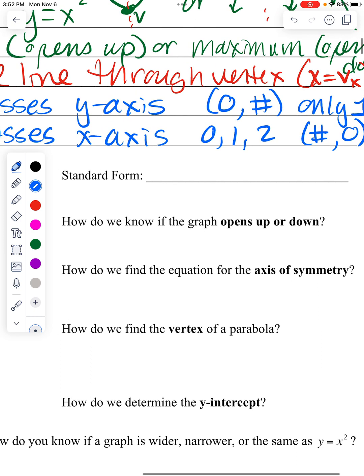So the first form we're going to study is standard form, and that looks like this. You're going to have a number and then an x squared, plus or minus a number with a plain x, and then plus or minus a c value.